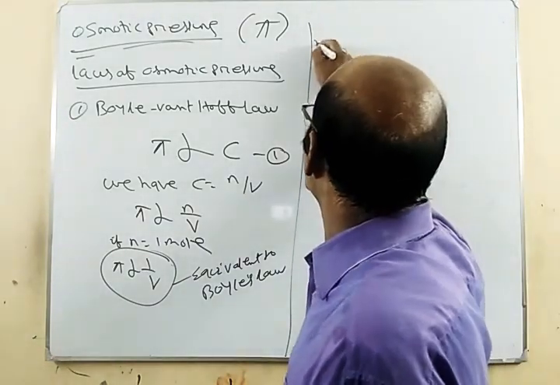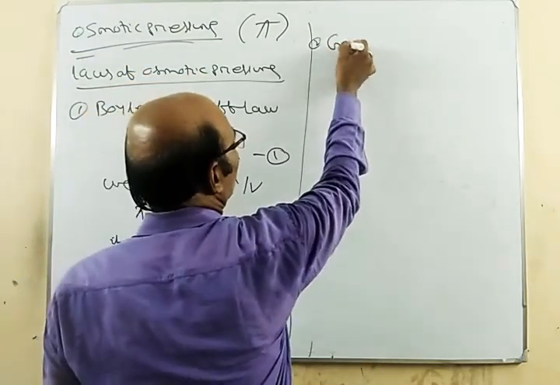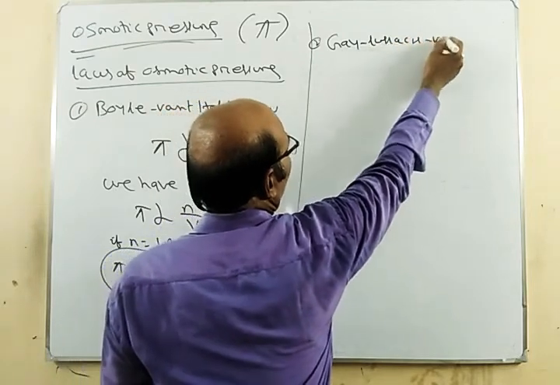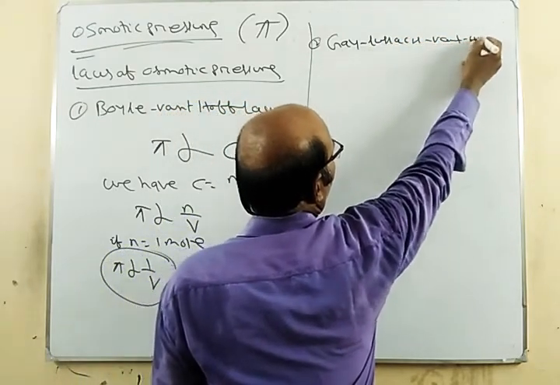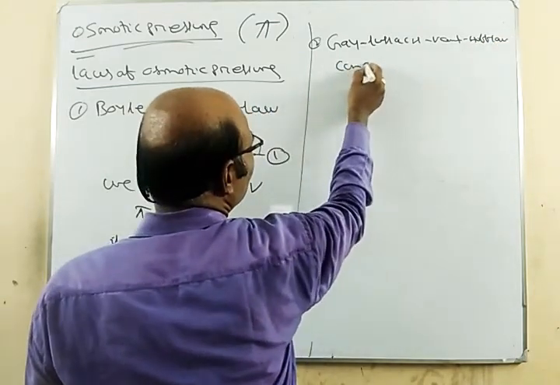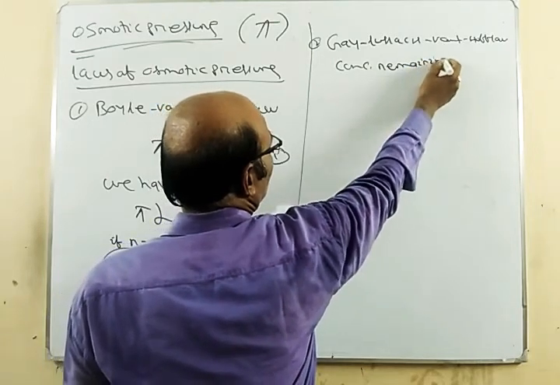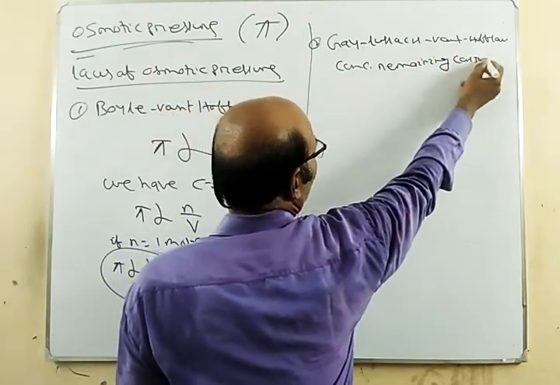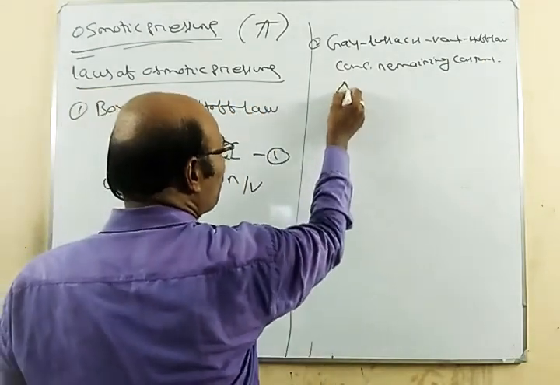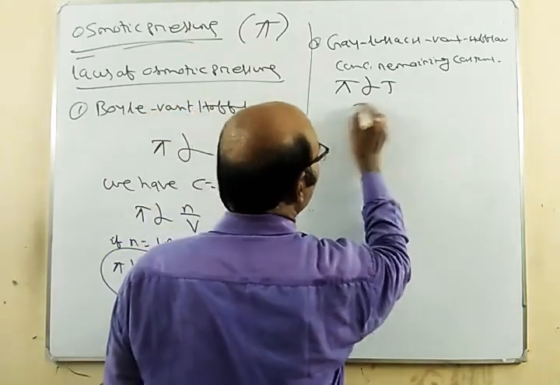Now, next is the Gay-Lussac-Van't Hoff law. What does it say? With concentration remaining constant, the osmotic pressure is proportional to what? Temperature. Pi is proportional to T.